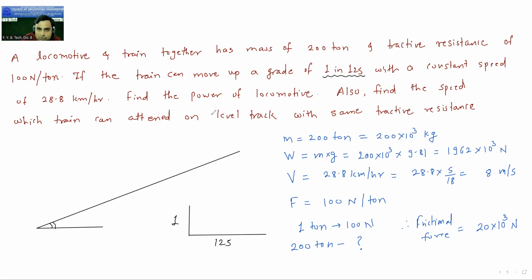And if you join these 2 points like this, then this line will be your sloping line. Okay, this line is your slope, and you can find out this angle. So the same thing we will apply over here now.